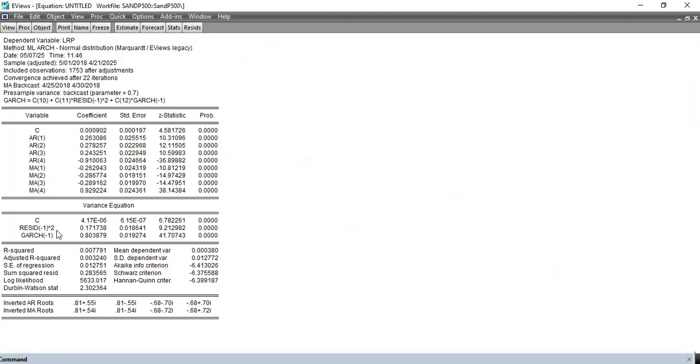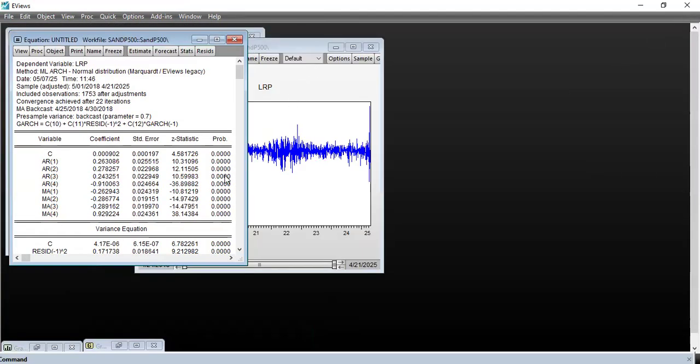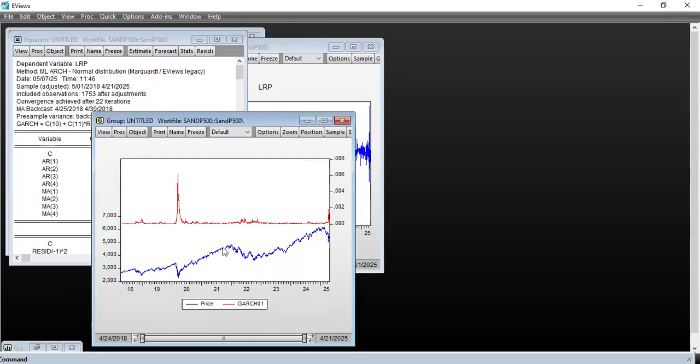Whereas we have seen that it does not have the same effect. Yes, it does not have the same effect because the negative shocks have more effect, whereas the positive shocks do not have much effect. And this is displayed here.